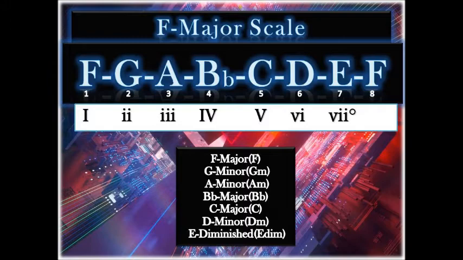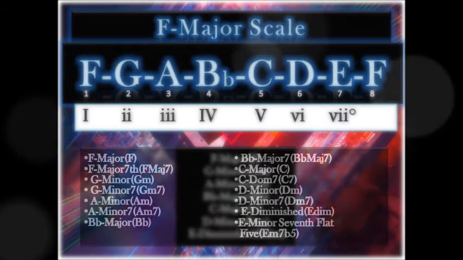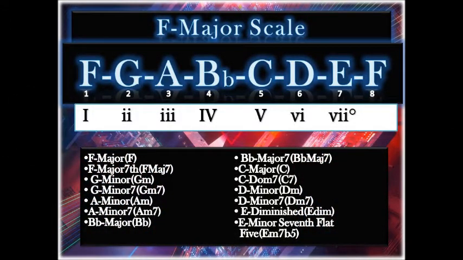Let's see some more chords in the F major family. They are F major 7th, G minor 7th, A minor 7th, B flat major 7th, C major, C dominant 7th or C 7th, D minor 7th, E diminished and E minor 7th flat 5.